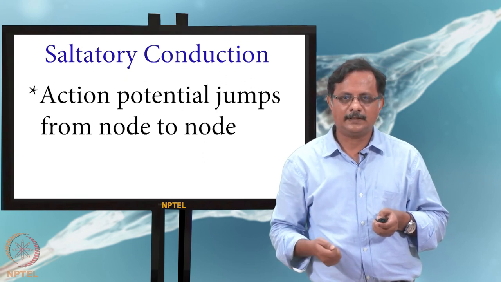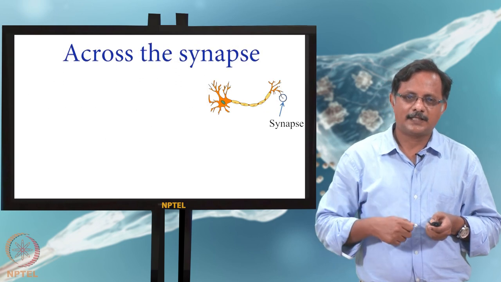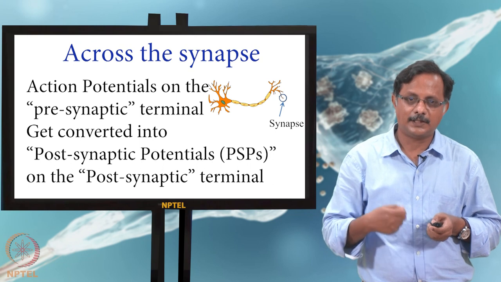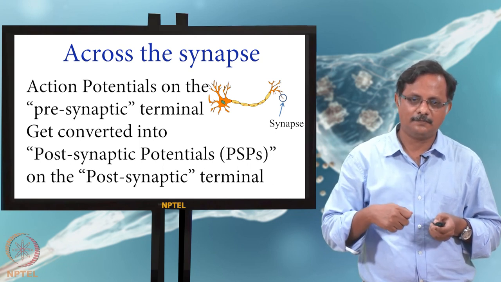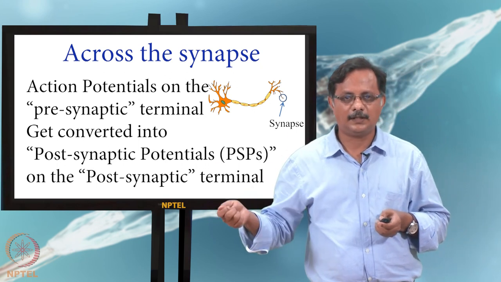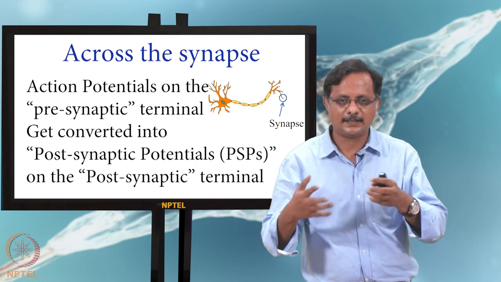So, now let us come to the final step, which is the synapse. We have already seen in the previous segment that the signal transmission at the synapse is a chemical step, where a chemical is released by the presynaptic terminal and recognized by the postsynaptic terminal and converted into an electrical signal called the postsynaptic potential. So, let us see exactly what happens.